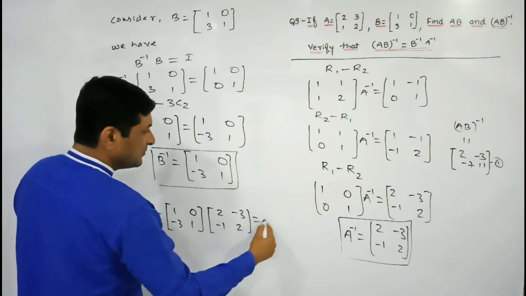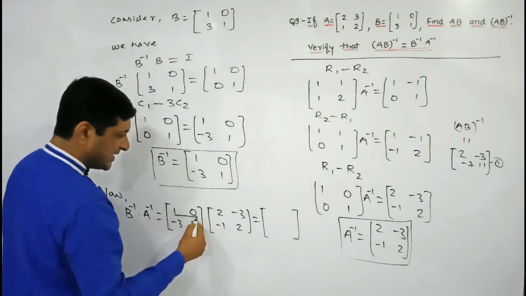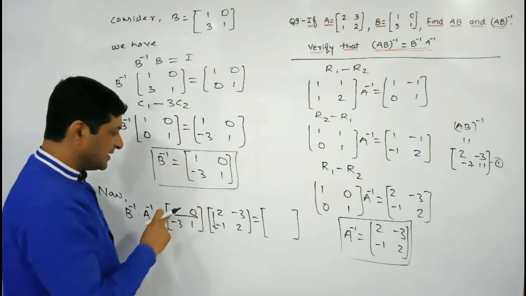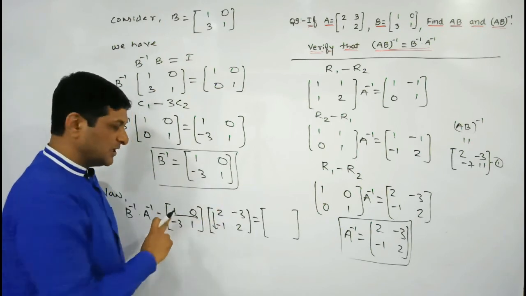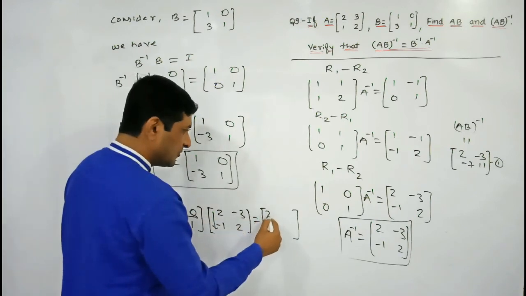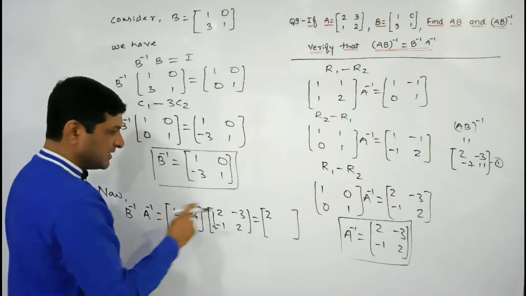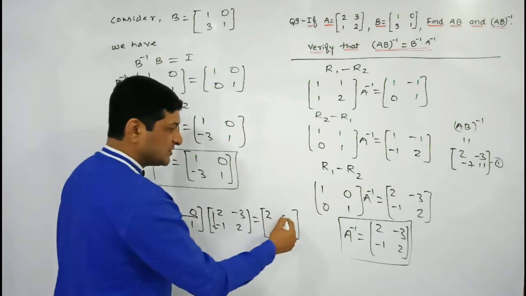Now we simply have to find the multiplication of these two matrices, and we know that whenever we are taking multiplication we multiply row by column. So 1 into 2 is 2, and 0 into minus 1 is 0. So 2 plus 0 will be equal to 2. Now multiply this row by the next column. This product is minus 3 and this product is 0. Minus 3 plus 0 is minus 3.